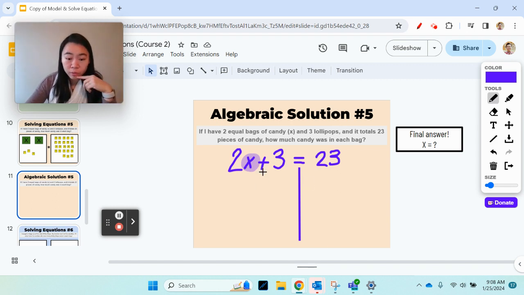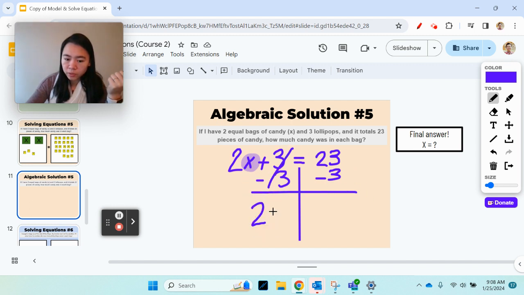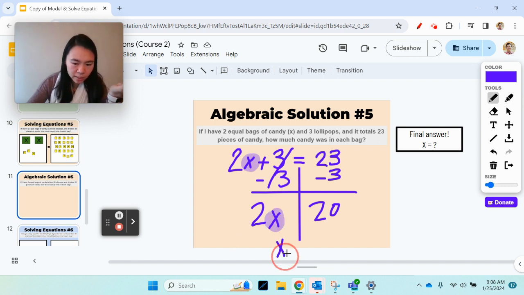Add and subtract first. Plus 3. How to get rid of plus 3? The opposite is minus 3. 3 minus 3 is 0. So we just have 2x left over here. We drop that down. 23 minus 3 is 20. So 2x is equal to 20. At this point, you can probably reason that x must equal 10.